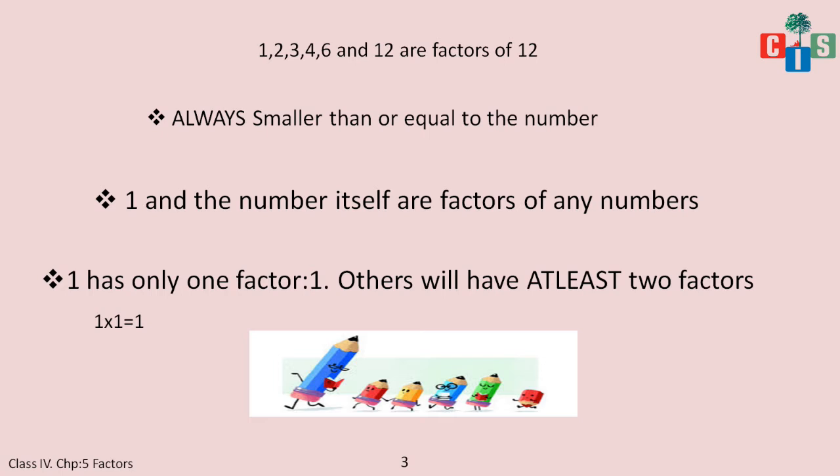Any number other than 1 will have at least two factors. And which will be these two factors? These two factors will be the second fact, that is 1 and the number itself. At least, मतलब कम से कम. इससे ज़्यादा भी हो सकता है, but कम से कम दो तो होने ही चाहिए.